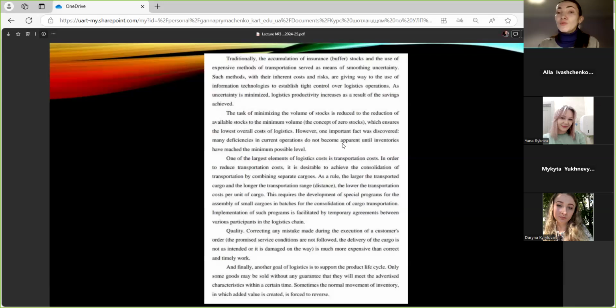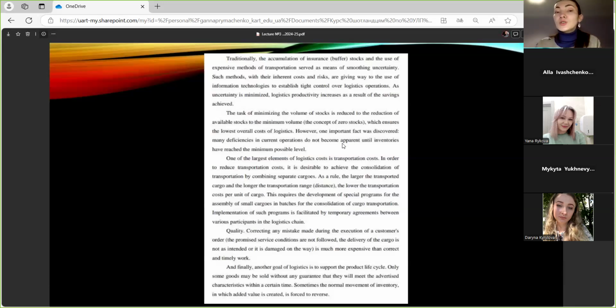However, one important fact was discovered. Many deficiencies in current operations don't become apparent until inventories have reached the minimum possible level. Yes, it's very interesting. One of the largest elements of logistics costs is transportation costs, of course, because it is a big part of delivery processes, and we think about this, it is the main part.